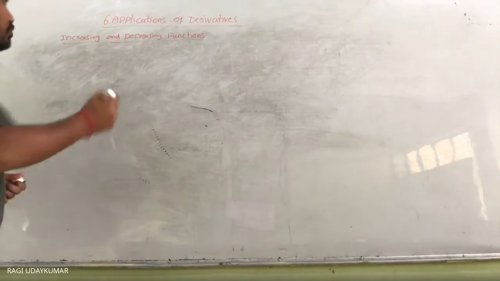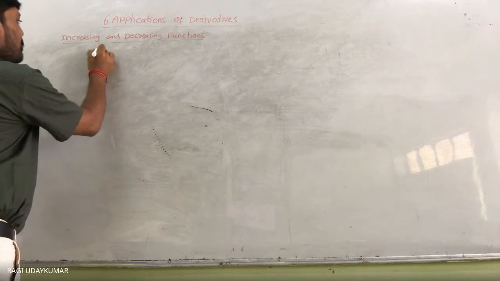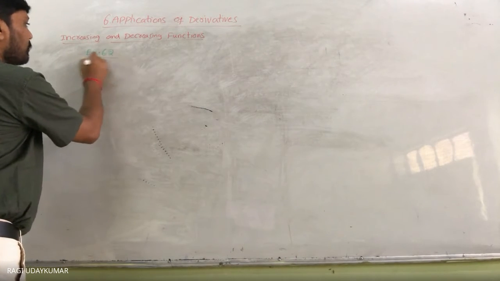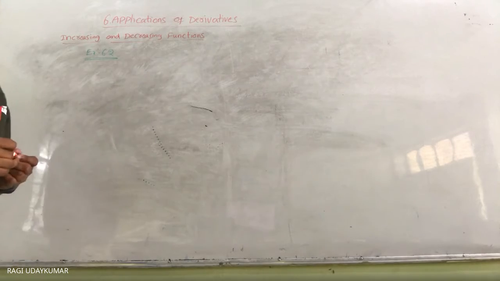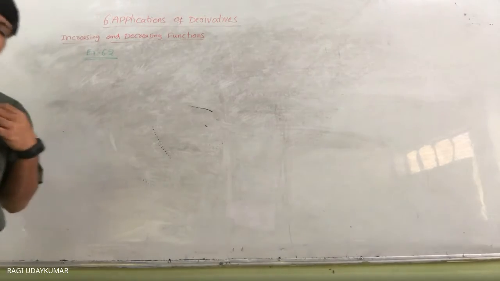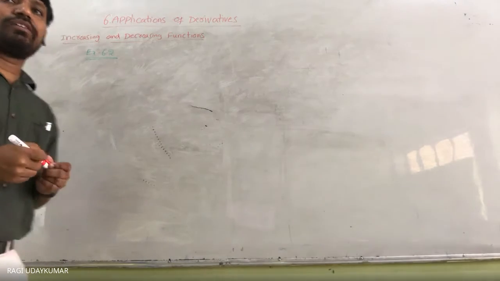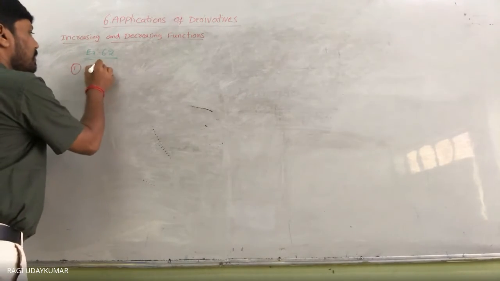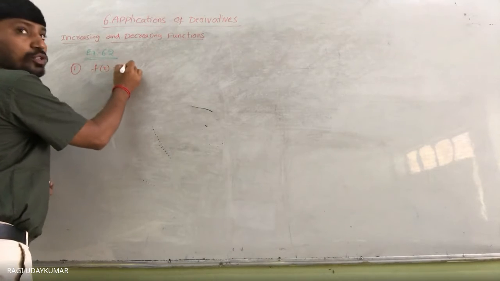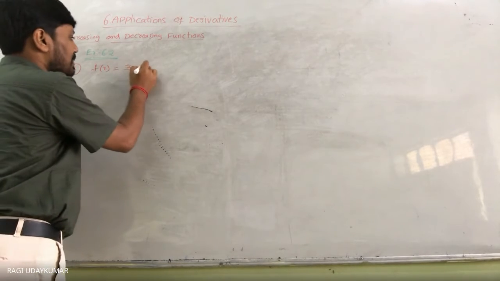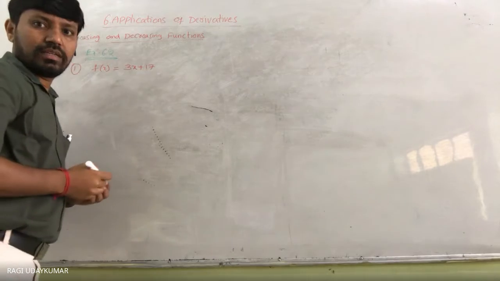Exercise 6.2. The questions are based on increasing and decreasing functions. The first question is given to you: show that the function f of x is equal to 3x plus 17.